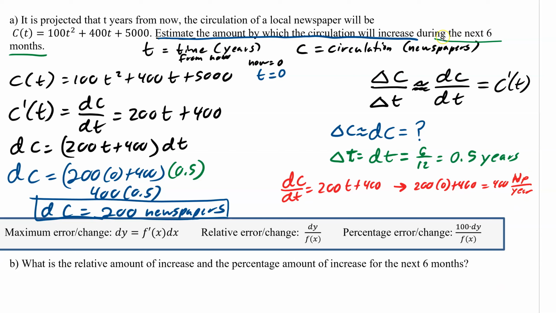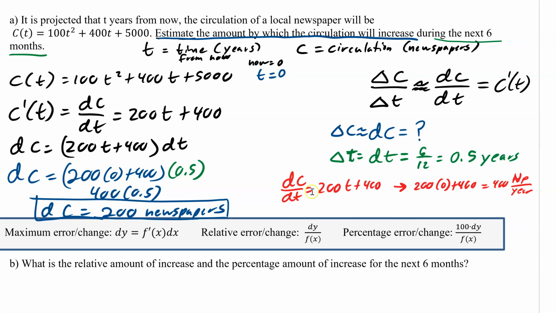So what would you expect it to be during the next 6 months? Well, that's half a year, so 200 newspapers. So that's all we're doing here. We're saying, okay, well, 400 newspapers per year, that's what that 400 represents. And we're getting half of a year, so it's 200 newspapers.